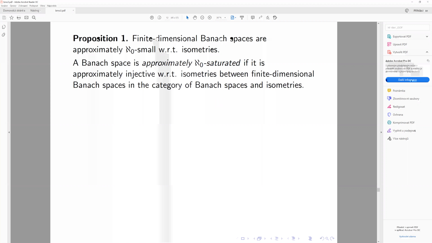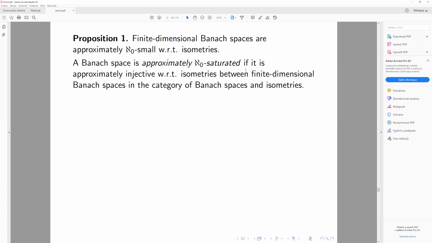So a Banach space is approximately RF0 saturated if it's approximately injective with respect to the isometries between finite dimensional Banach spaces in the category of Banach space isometries. So this is the formulation where I take injectivity to isometries. I take those morphisms G as isometries, but I want these extensions to be isometries. So I say that everything is in isometries.